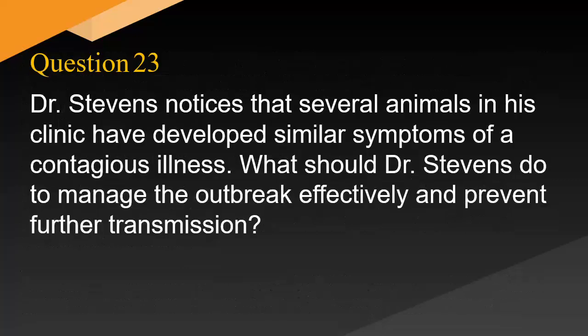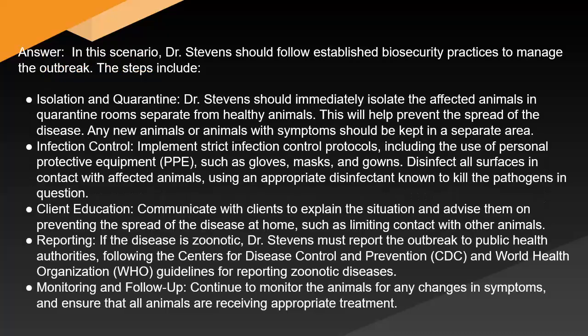Dr. Stevens notices that several animals in his clinic have developed similar symptoms of a contagious illness. What should Dr. Stevens do to manage the outbreak effectively and prevent further transmission? Answer: in this scenario, Dr. Stevens should follow established biosecurity practices to manage the outbreak. The steps include isolation and quarantine.